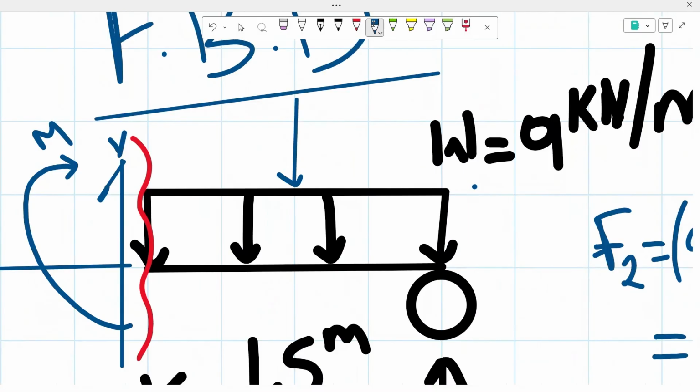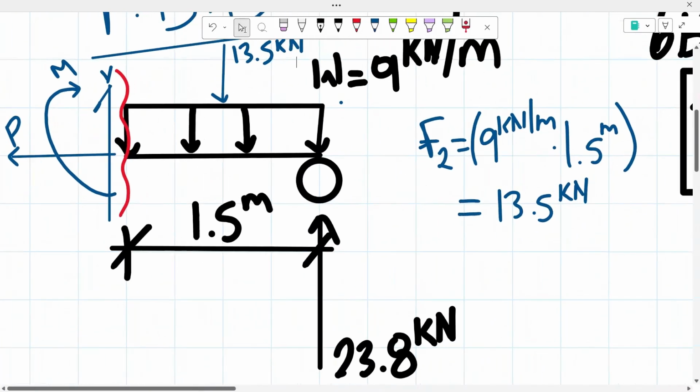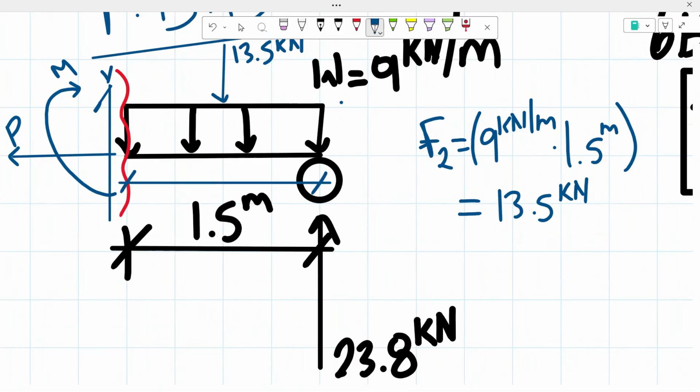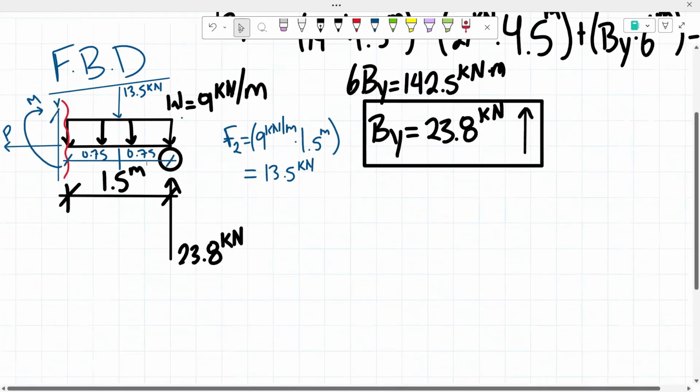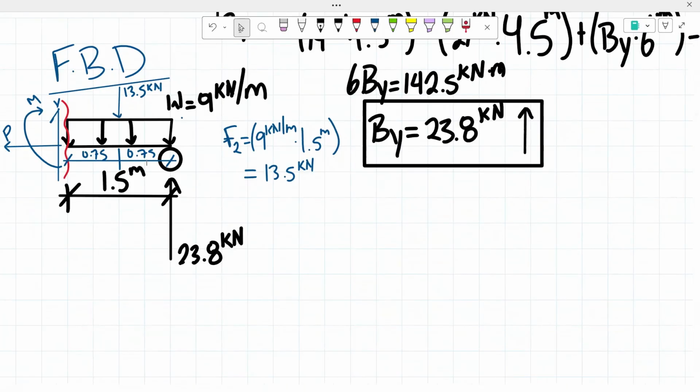So we said 13.5 kilonewtons. And we know that it is half, so we know 0.75 and 0.75. So now that we know all of this, now we can proceed to finding the values of our shear force, normal force, and moment.